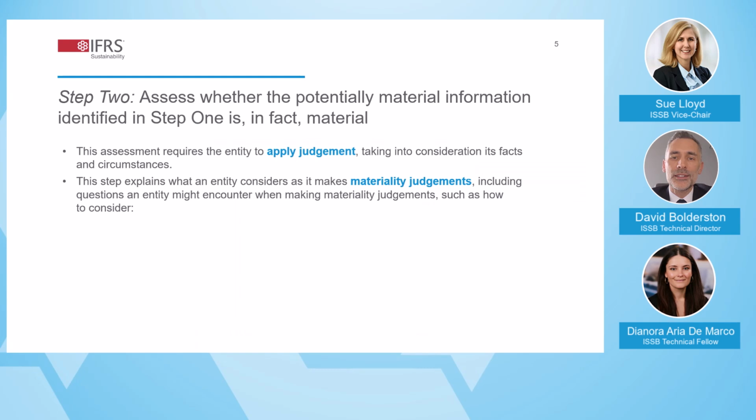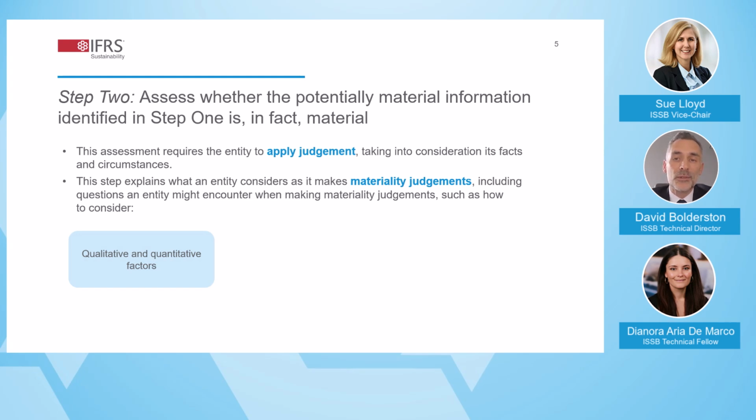In step 2, an entity assesses whether the potentially material information identified in step 1, following the requirements of the standard and providing additional information, is in fact material. This assessment requires the entity to apply judgment, taking into consideration its facts and circumstances. On the slide here, we highlight some things an entity might consider, including first, an entity is required to consider both quantitative and qualitative factors. An entity could identify information as material based on one or more quantitative or qualitative factors.